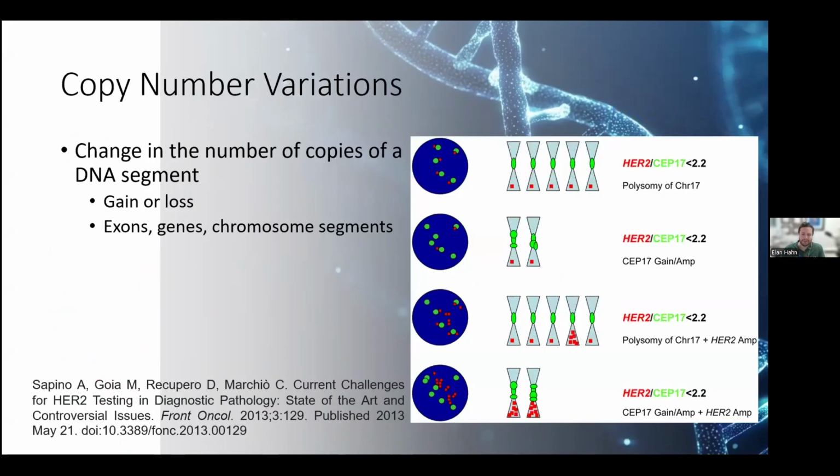And we could look for multiple different types of alterations. Copy number changes, where we have gains or loss of segments of the DNA, and we could look for this through next generation sequencing, through FISH, through chromosomal microarray. So there are multiple different ways we could look for copy number variation.